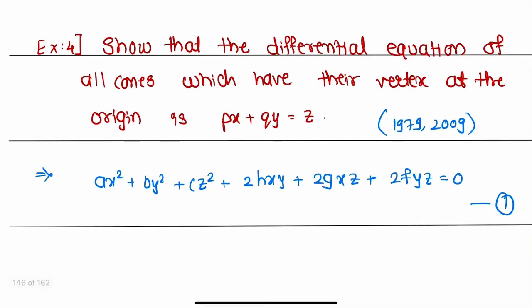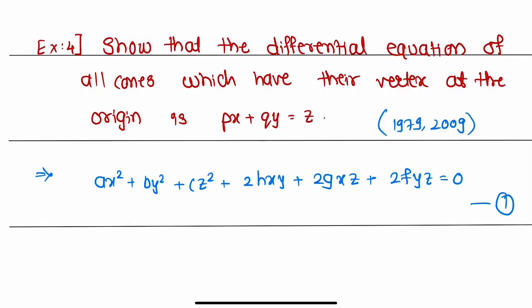So friends, this is our fourth question on forming a partial differential equation, which states: show that the differential equation of all cones which have their vertex at the origin is px plus qy equals z. This particular question was asked in 1979 and then repeated in 2009 in IES exams.